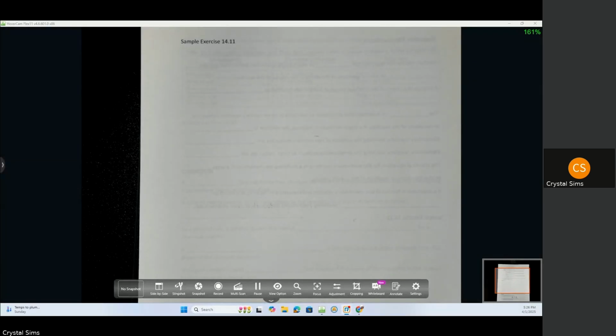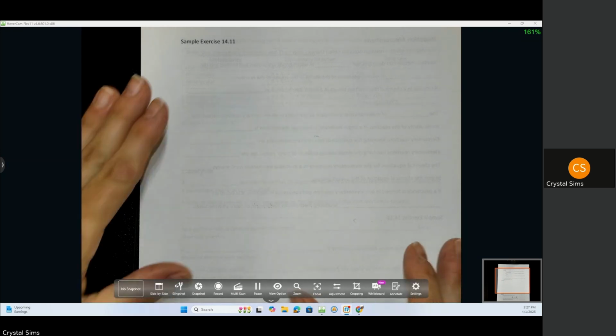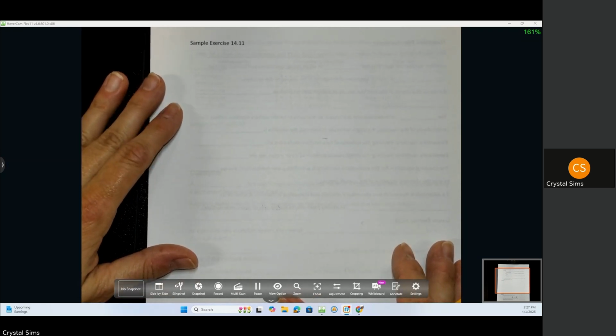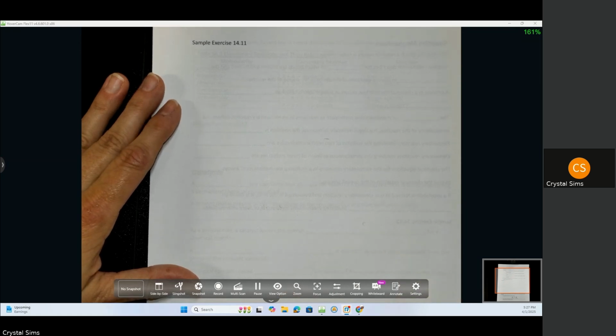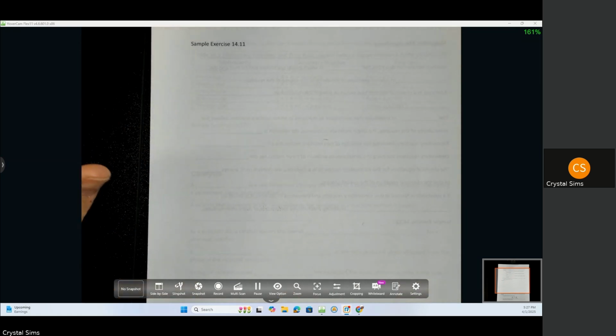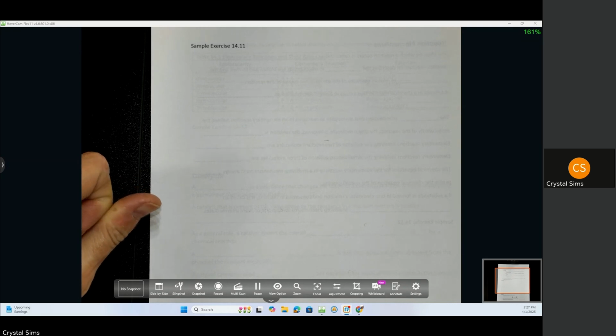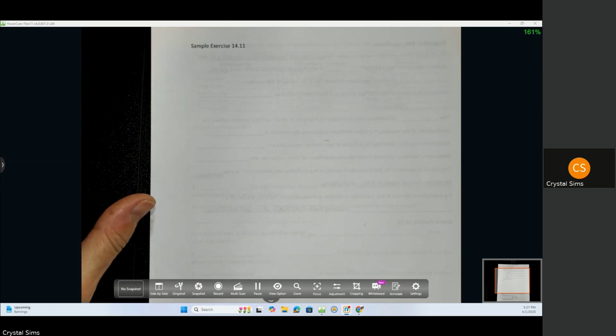Now we're going to look at sample exercise 14.11 on page 598, where we can look at data given to us and determine our activation energy. First thing, we've got temperature and we've got K, our rate constant, given to us. It says, from these data, calculate the activation energy for the reaction, and then what is the value of the rate constant at 430.0 K? So it's a two-part question.